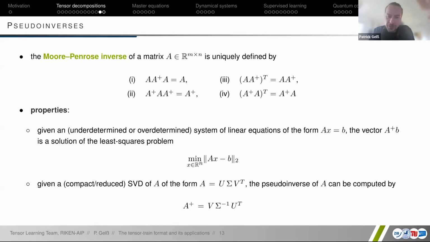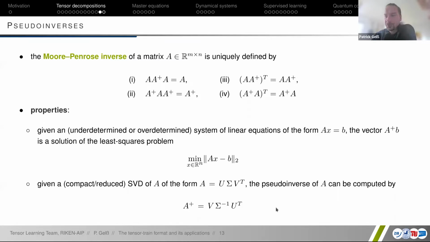So if we use the pseudo-inverse, so if we have an underdetermined or overdetermined system of linear equations, we can find a solution in the form of A plus times B, and this is then a solution of the least squares problem. So actually, it's a solution which has the minimum L2 norm or Euclidean norm. And if we have an SVD of this matrix A, we can directly take these components and construct our pseudo-inverse just by flipping around the U and V matrices and inverting the singular matrix sigma in between.